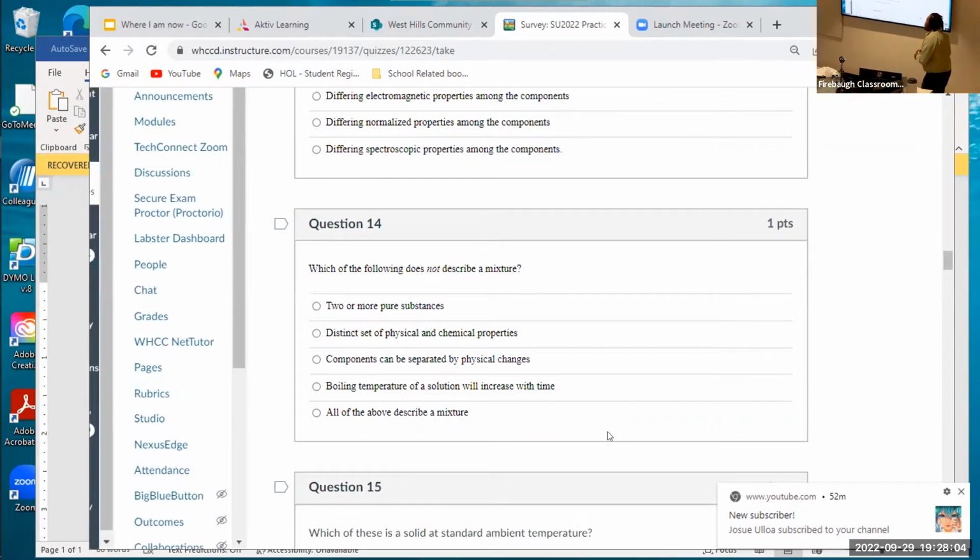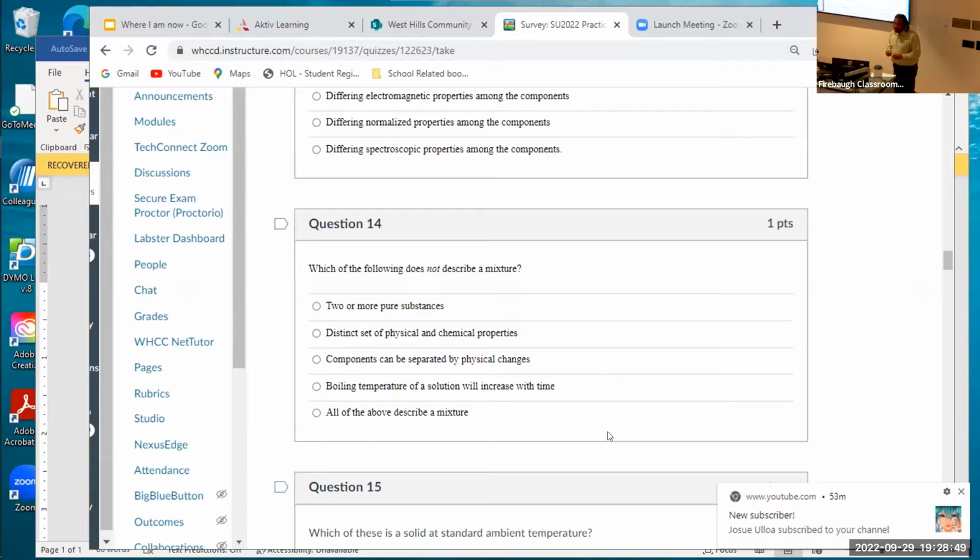Number 14, which of the following does not describe a mixture? A, two or more pure substances. B, a distinct set of physical and chemical properties. C, components that can be separated by physical change. D, boiling temperatures of a solution will increase with time. E, all of the above describe a mixture.